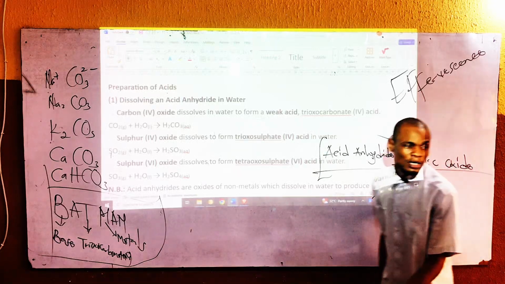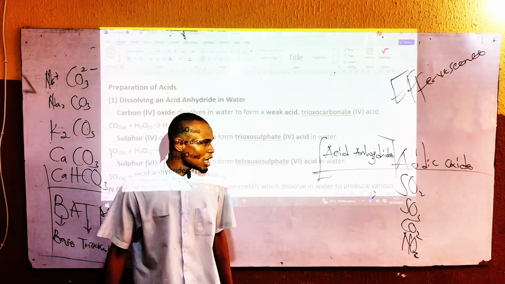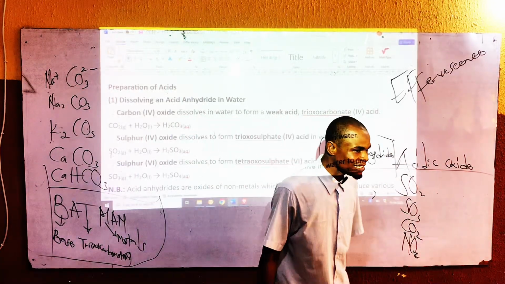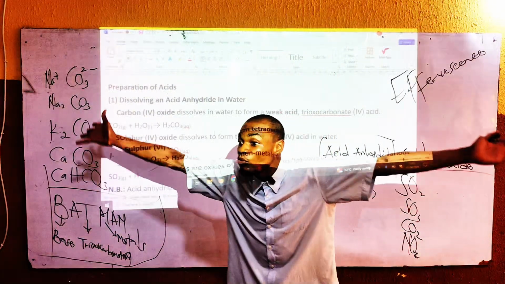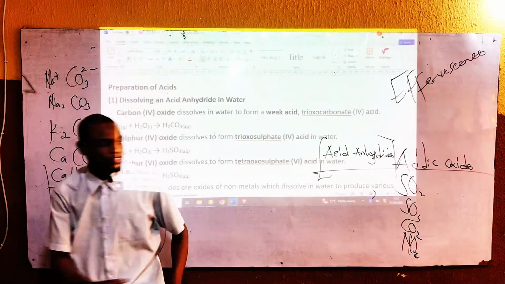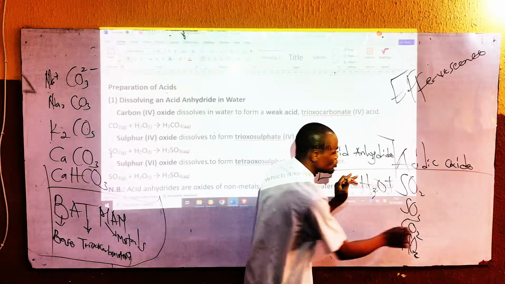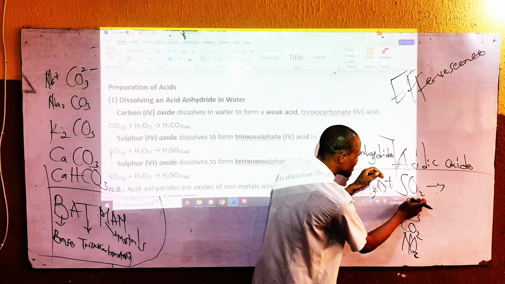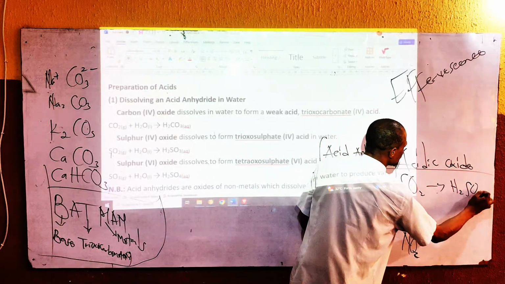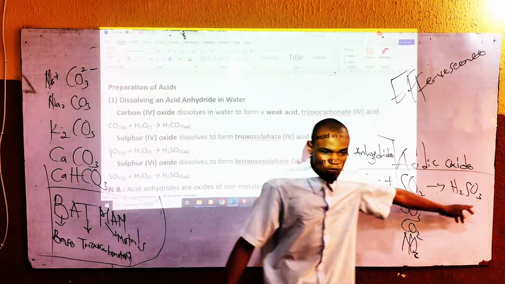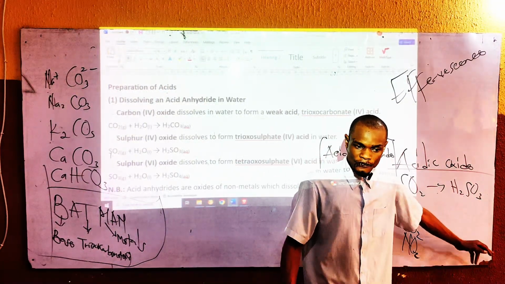So when they are called oxides of non-metals, we also call them acid anhydrides. Can we transform them into acids? When we put them in water, they will form acids. Let's try it out. SO3 plus H2O gives us what? Sulfuric acid.